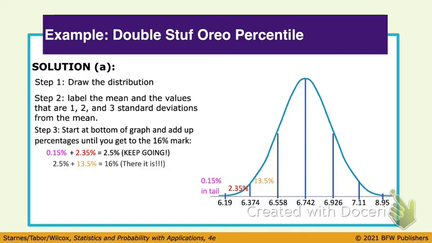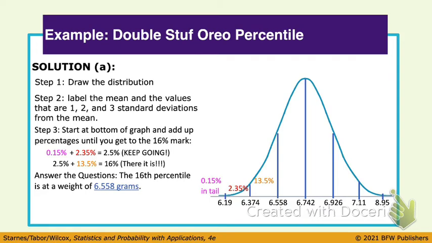All right. I'm going to add 13.5. Where am I at? I'm at 16%. So what is the 16th percentile? 6.558. Let's freaking go. The answer to the question is the 16th percentile is a weight of 6.558 grams. Oh, I read it wrong.